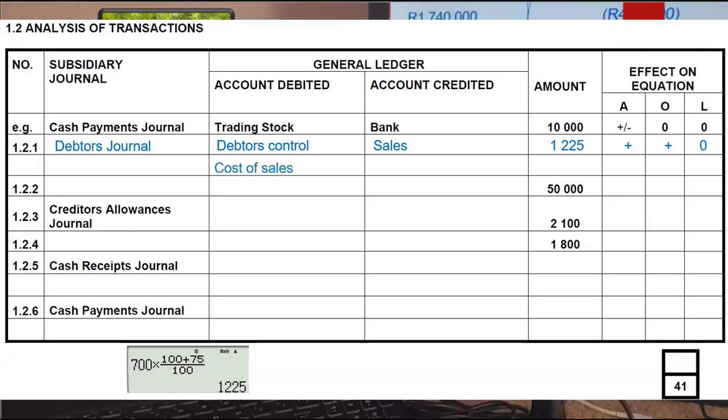Expenses increase on the debit side. Trading stock is decreasing. We are de-recognizing it as an asset because we are selling it. We no longer have that anymore. Under assets, obviously, we were given the cost price, which was just 700. That's why I wrote it there that the cost price was actually that 700, but we had to calculate the selling price to get that 1,225. So that 700 is the cost price. So you're going to write it here as 700 rand. Trading stock will be minus.